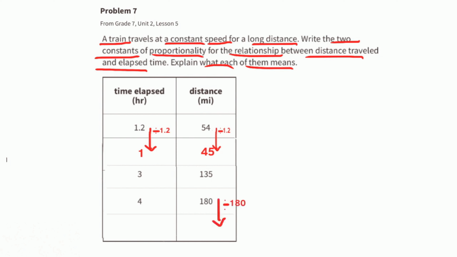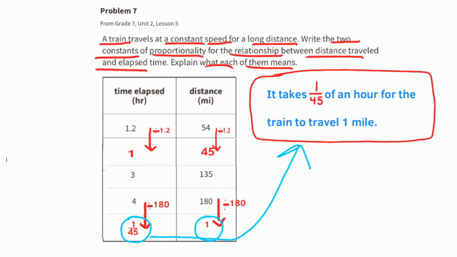So let's take 180 and divide it by 180 to get 1 mile. Now we need to divide time elapsed by 180. 4 divided by 180 equals 1/45. This constant of proportionality is 1 to 1/45. This means that it takes 1/45 of an hour for the train to travel 1 mile.